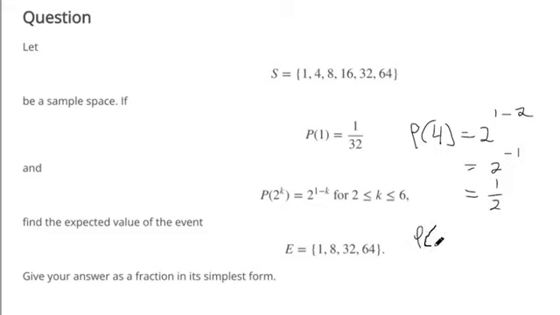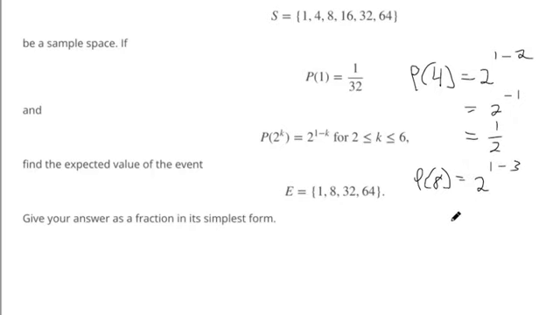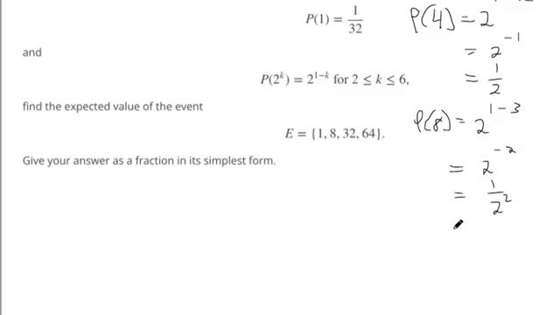The probability of getting an 8, that's the third number in our set. So we plug in 3 for k. It's 2 to the 1 minus 3, which is 2 to the negative second, which is the same thing as 1 over 2 to the second. So that's 1/4. Okay, and then you can keep going.